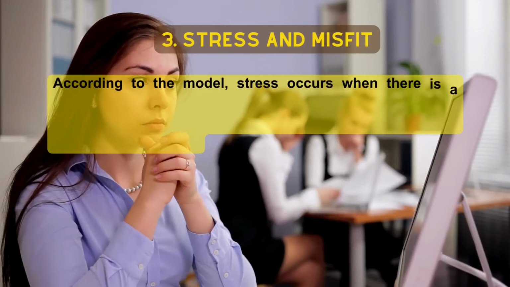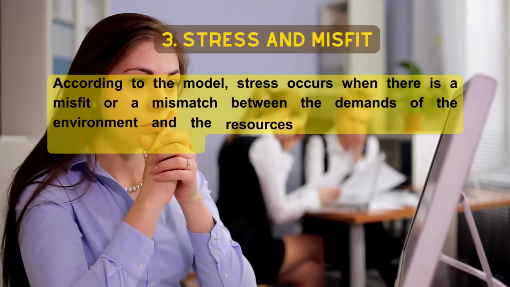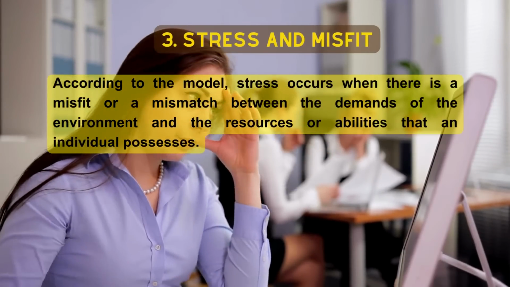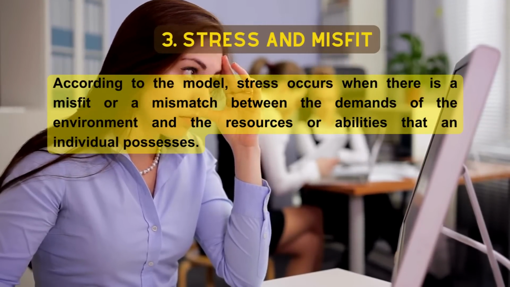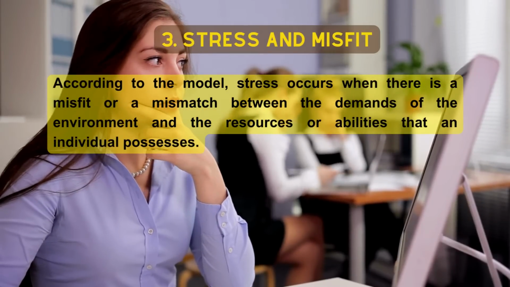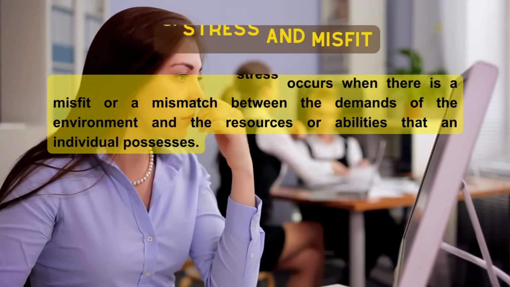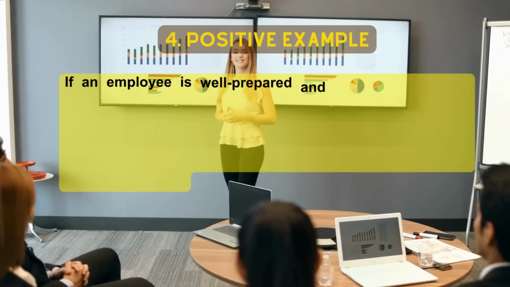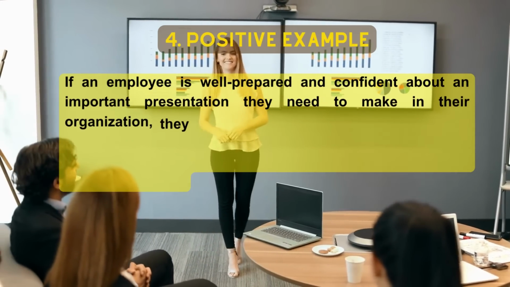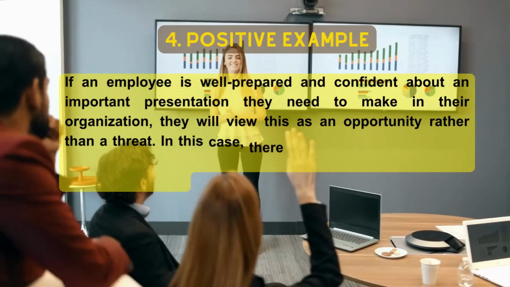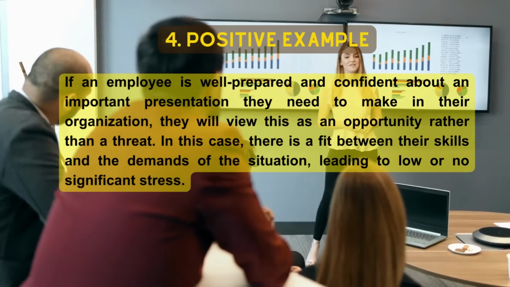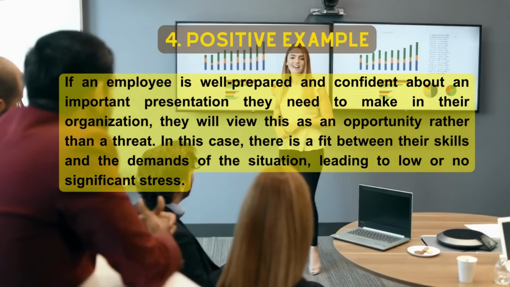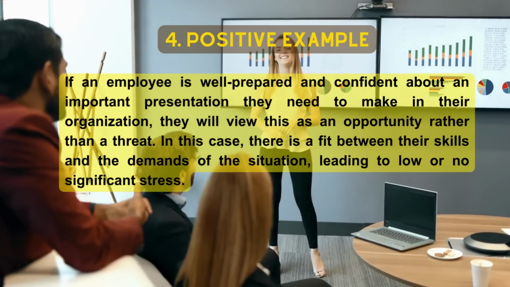3. Stress and misfit. According to the model, stress occurs when there is a misfit or a mismatch between the demands of the environment and the resources or abilities that an individual possesses. 4. Positive example. If an employee is well prepared and confident about an important presentation they need to make in their organization, they will view this as an opportunity rather than a threat.